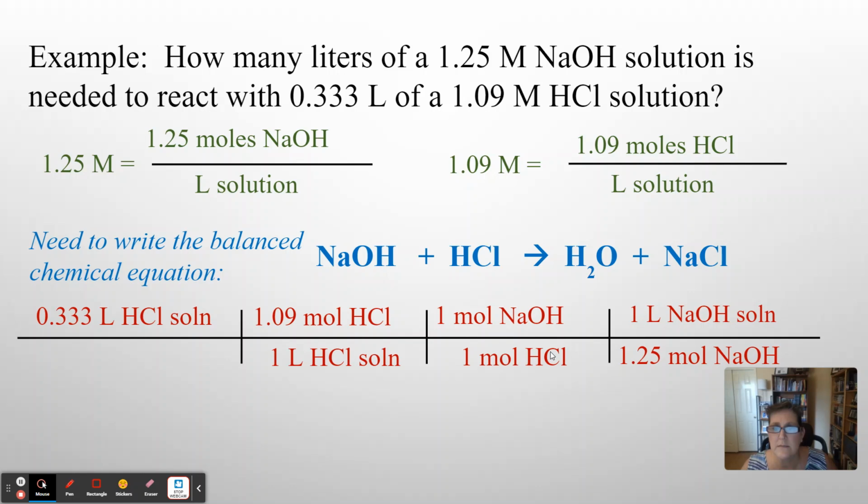Follow your units. Now we have moles of NaOH, but we know there's 1.25 moles of NaOH in a liter. The 1.25 moles NaOH needs to go on the bottom, so moles of NaOH will cancel out. We're left with liters of NaOH. When you put that into your calculator, you get 0.290 liters of NaOH. Again, this was a solution stoichiometry problem. I hope you did well on it. Good luck.